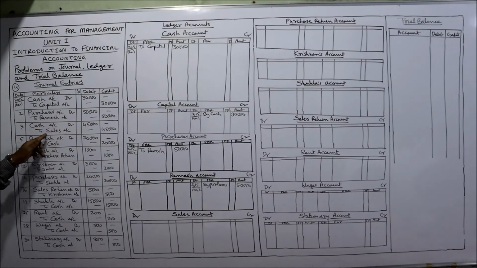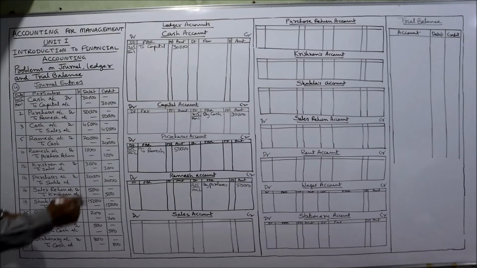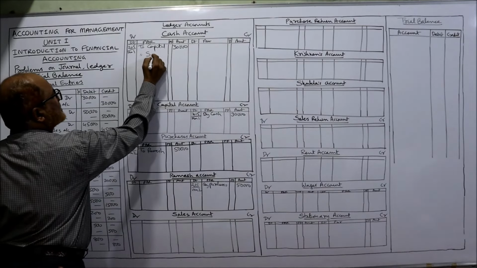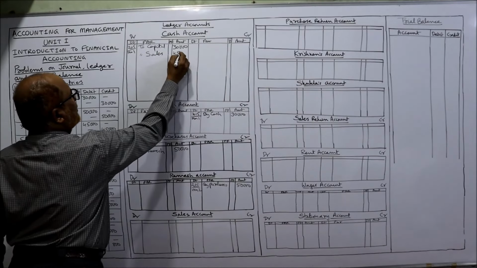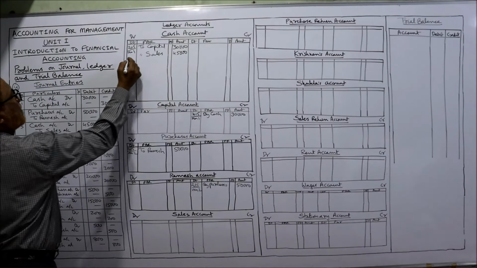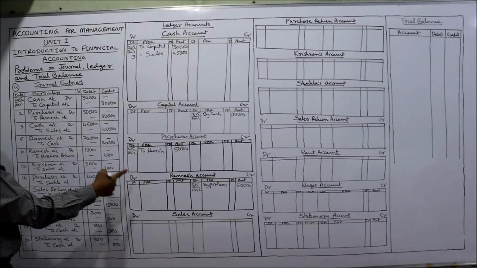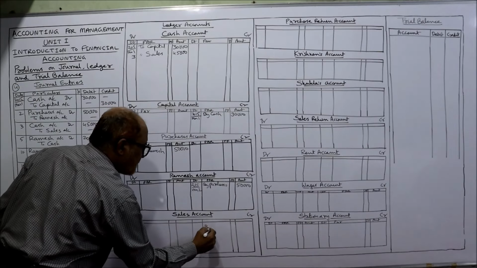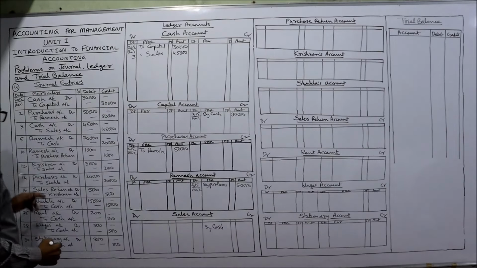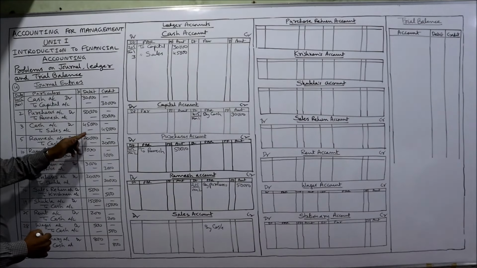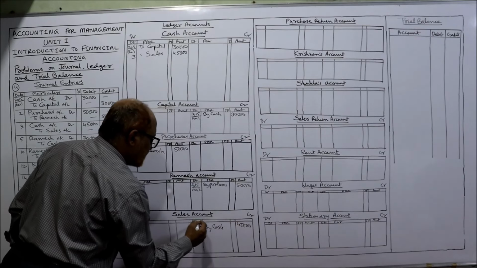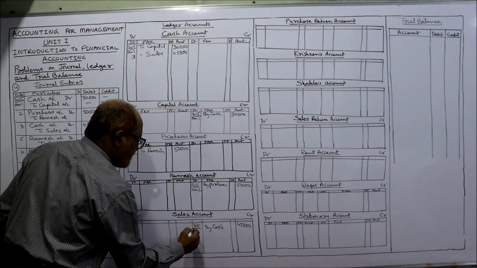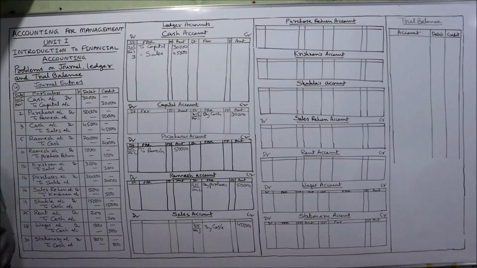Third entry is cash account debtor to sales. Cash account should be debited to sales, 45,000. Now the date is 3rd. Sales account should be credited by cash. How much? 45,000. Date is 3rd March 2015. That's all. So we have posted 3 entries.